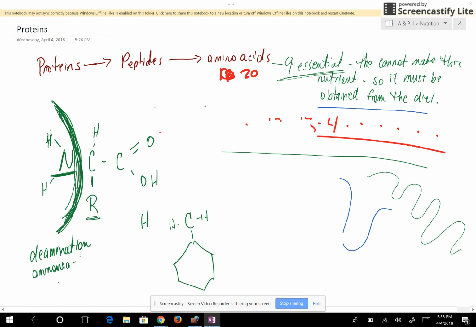It goes into the bloodstream, and it is going to eventually make it to the liver. The liver is going to convert it to urea, and then the kidneys are going to be able to filter it out. So if someone has kidney problems, they're probably going to have high amounts of urea in the blood. If someone has liver problems, they're probably going to have high ammonia in the bloodstream.